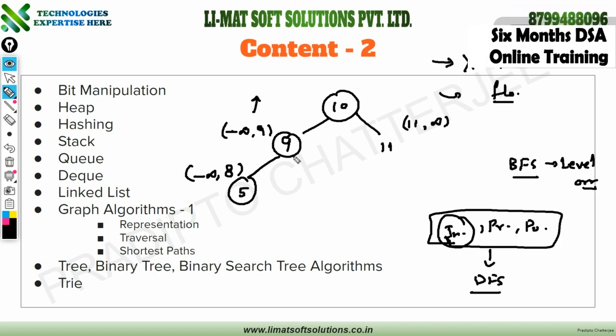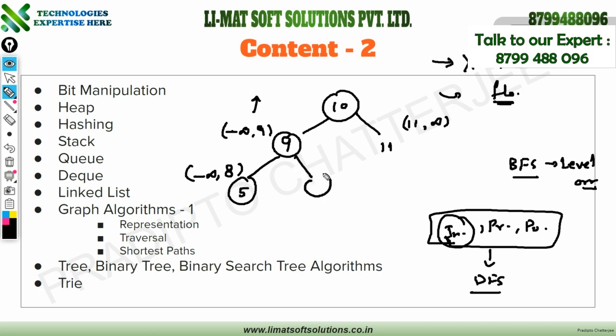Also, if I am going in the right direction, what can be the value? The value should be greater than 9 but less than 10. So definitely I cannot have such a value because I am not considering floating point numbers. So there is no valid value available for this node.